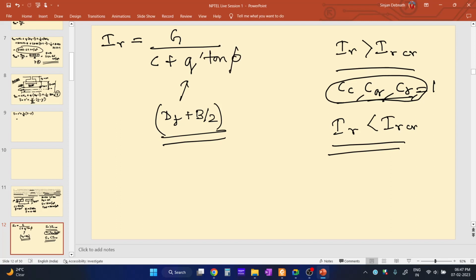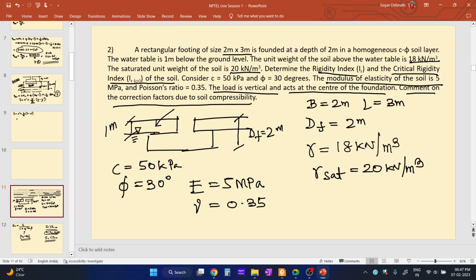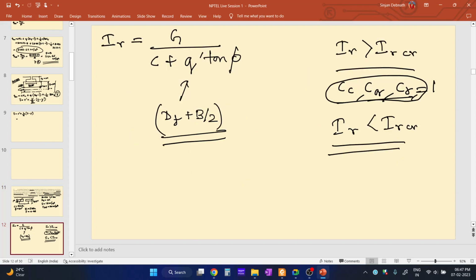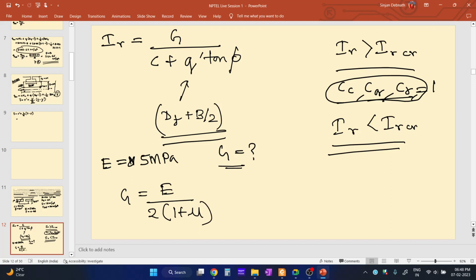So now, we know the Young's modulus of soil, that is the modulus of elasticity, E equal to 5 MPa. But we do not know the value of the shear modulus. So we need to find the shear modulus from E. Do you know this formula? I believe you have all studied this formula in solid mechanics. We will use this only.